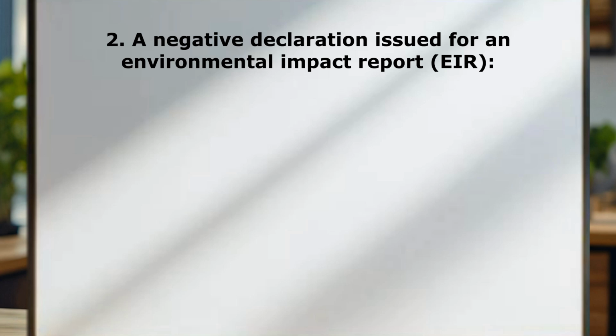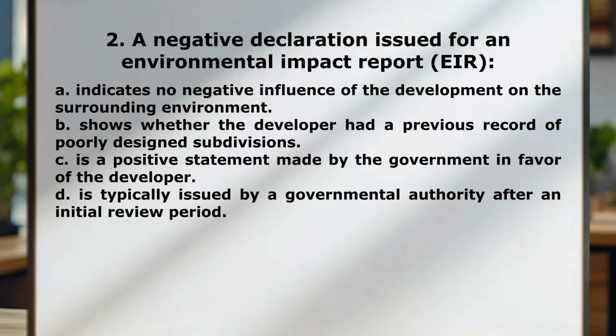Question number 2. A negative declaration issued for an environmental impact report. A. Indicates no negative influence of the development on the surrounding environment. B. Shows whether the developer had a previous record of poorly designed subdivisions. C. Is a positive statement made by the government in favor of the developer. D. Is typically issued by a government authority after initial review period.